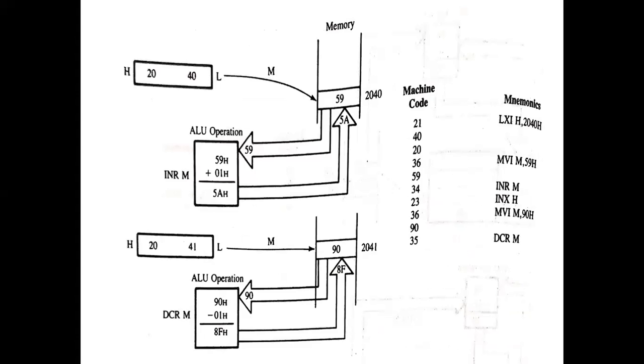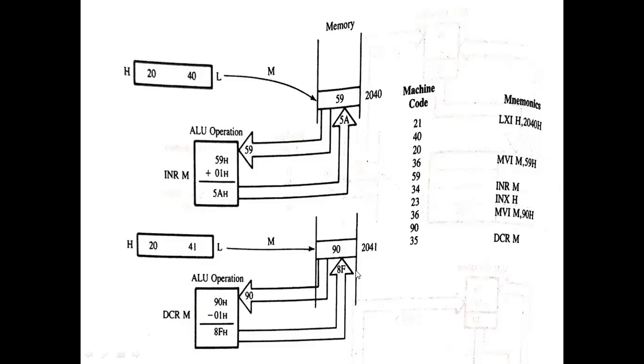So this is again an illustration how the INR M is going to work. Whenever I say INR M, it is going to increment the content of memory. So which memory whose address is present in the HL pair? तो HL pair में अगर 2040 है और 2040 is the address of a memory. इस memory पे हमारे पास 59 अगर data है तो क्या होगा? What it will do? INR M will increment the content of 2040 by 1, means 59 is added with 01, so that the result will be 5A, and this 5A will be stored in the memory itself.